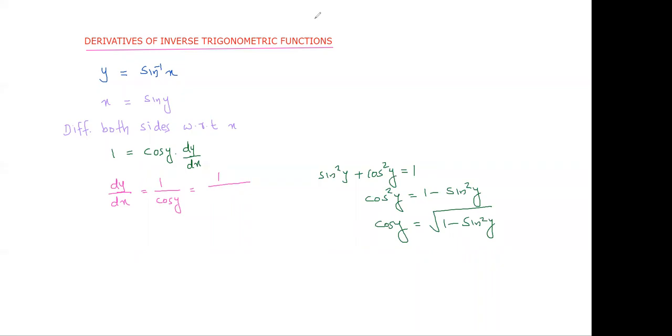So you can write like this. That is dy by dx is equal to 1 by under root 1 minus sin square y. Sin y is equal to x, so sin square y is equal to x square. So dy by dx is 1 by under root 1 minus x square. So your y is sin inverse x. That means you can conclude that derivative of sin inverse x is 1 by root 1 minus x square.